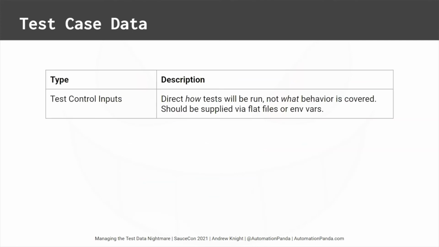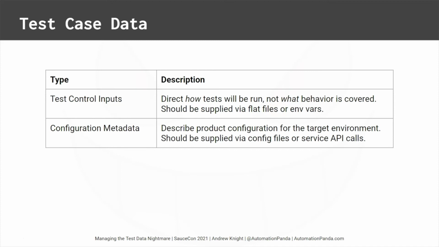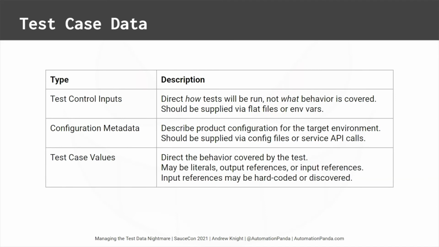That's a lot of info about test case data. In summary, test control inputs direct how tests will be run, not what behavior is covered. They should be supplied via flat files or environment variables. Configuration metadata describe product configuration for the target environment. They should be supplied via config files or service API calls. Test case values direct the behavior covered by the test. They may be literals, output references, or input references. Input references may be hard-coded or discovered.